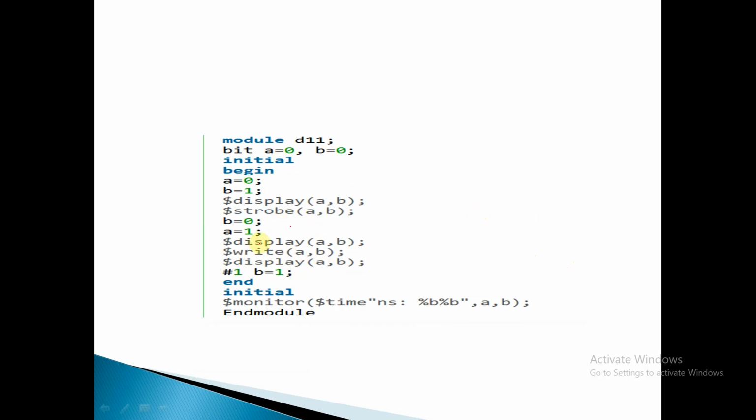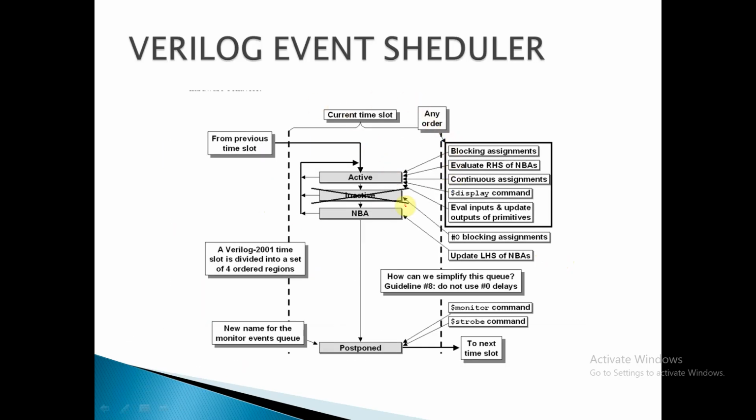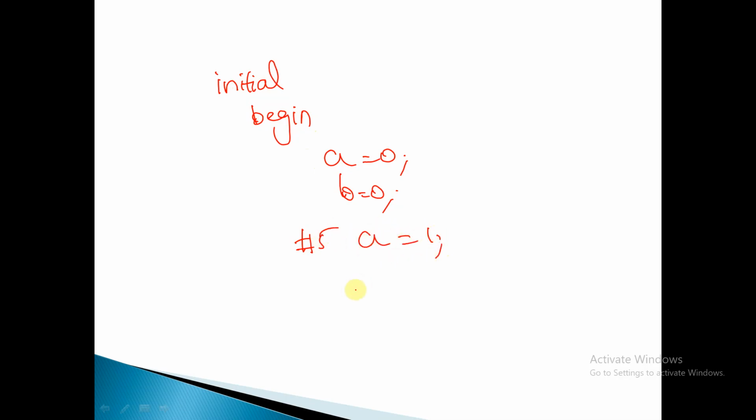We will come back to this example. First, we will see the event scheduler, and then we will come back to that example. Now, let's say we have initial begin a = 0, b = 0, #5 a = 1, b = 1. At what time unit or time step is this a = 0 and b = 0 happening?